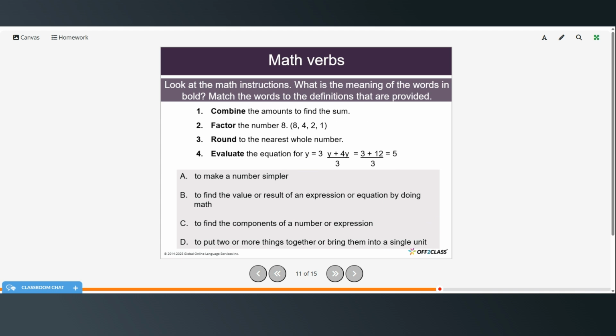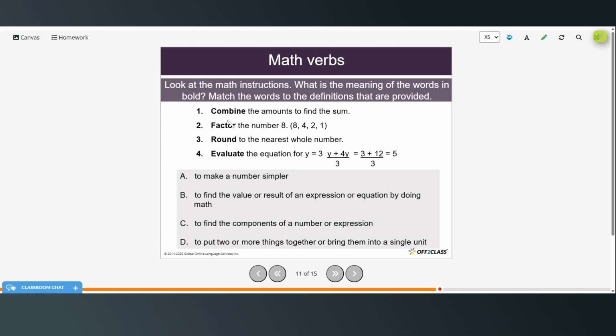Right, here are a few more math verbs. Again, try to match the words in bold with the definition. You can pause the video, try this on your own, and then restart when you're ready to check your answers.